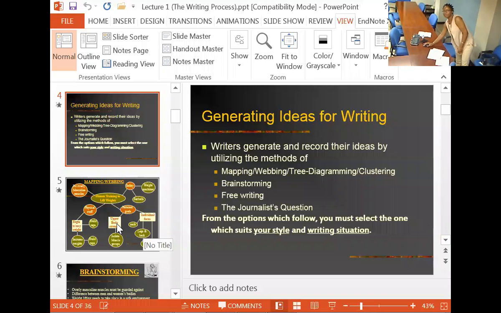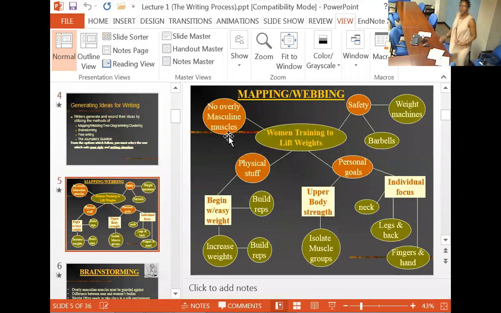All right, so let's look at the example of the mapping. In the center, at the core of this, women training to lift weights. And what are the considerations that come out? According to this, women have no overly masculine muscles. You don't want to end up with these masculine bulky muscles as a female. Something else to consider is safety, and personal goals. So what do you want to accomplish from this? And then there are physical considerations, which I guess are also related to not wanting those bulky muscles. Let's leave that alone and let's start here at the physical stuff.